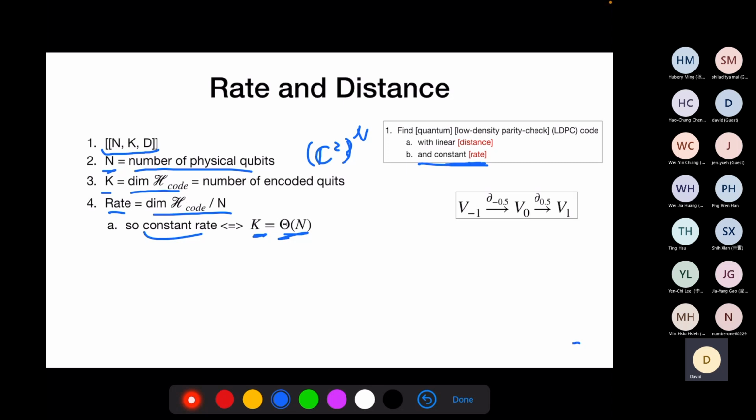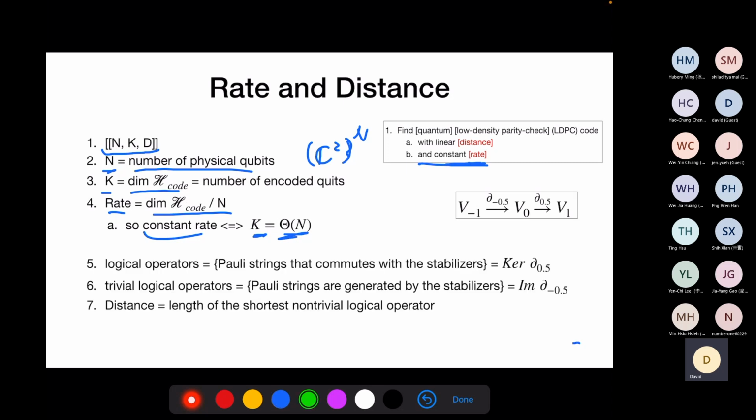Next we'll talk about distance. Distance is more complicated. We will first give two definitions. The first is logical operators. I'll first give the definition and then talk about the physical meaning of it. The logical operators are the Pauli strings that commute with the stabilizers. So O has to commute with every S inside the stabilizer group S.